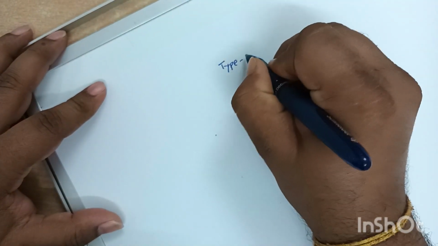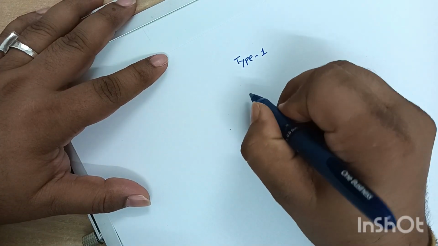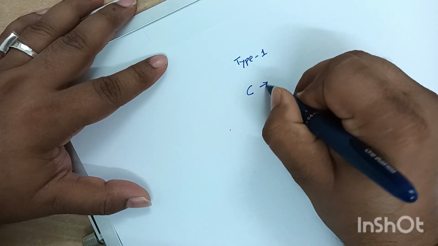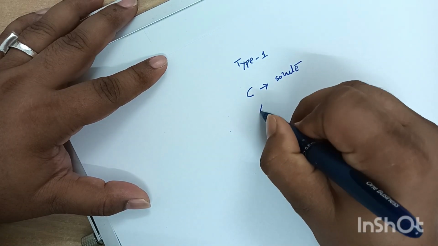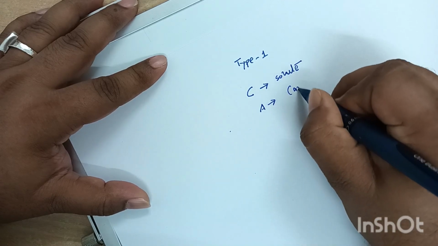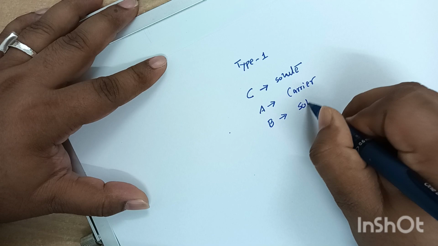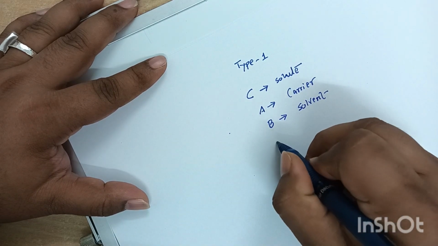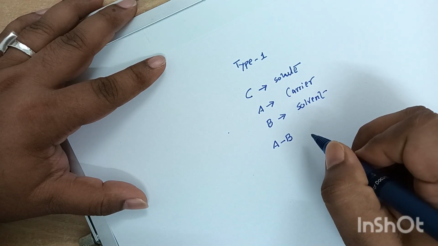It's a type 1 ternary system. Now if I say type 1 ternary system, it basically means that there are three components. C stands for solute, A stands for carrier, and B stands for solvent. In a type 1 ternary system, the carrier and the solvent pair are partially miscible into each other.